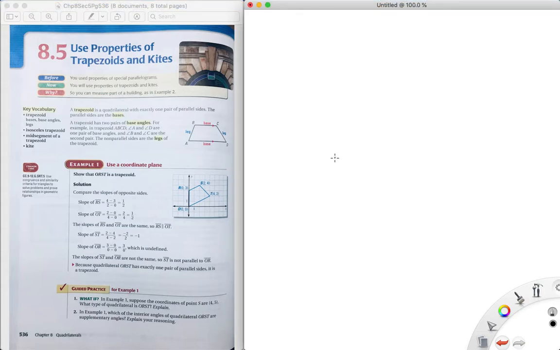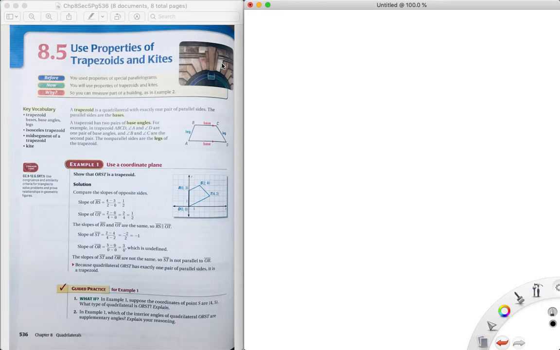This is Honors GL, Chapter 8, Section 5. Up to this point, in terms of our quadrilaterals, we've been dealing with the parallelogram family, which is opposite sides being both parallel and congruent. Diagonals bisect each other.